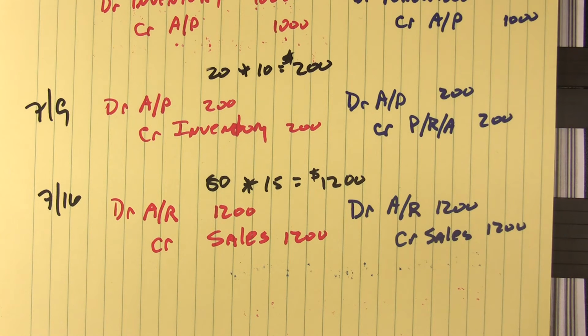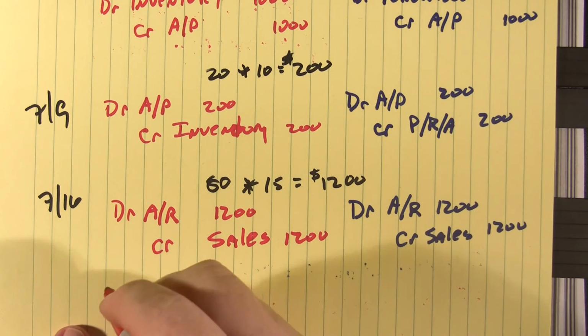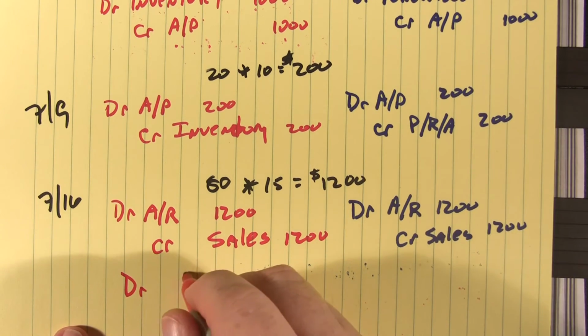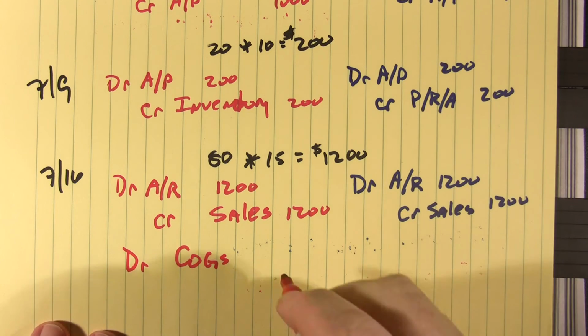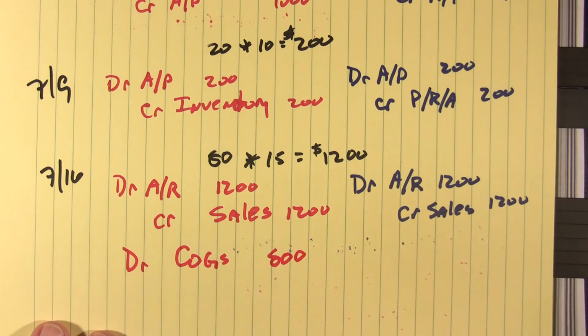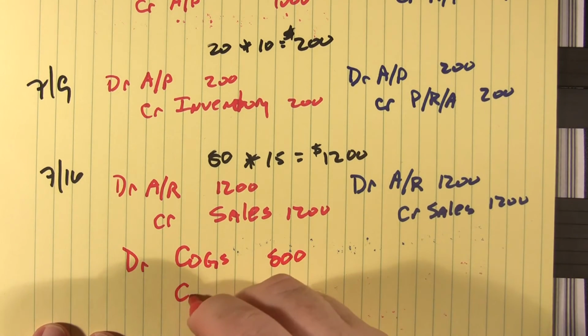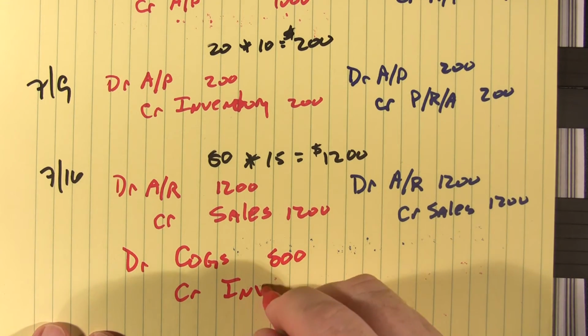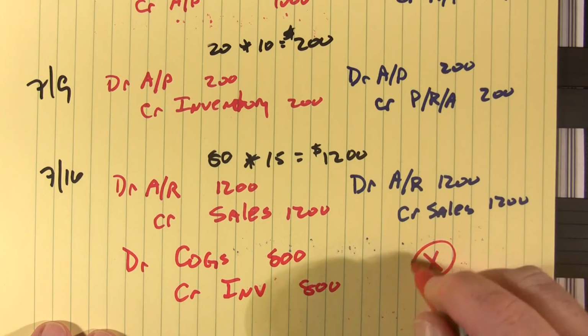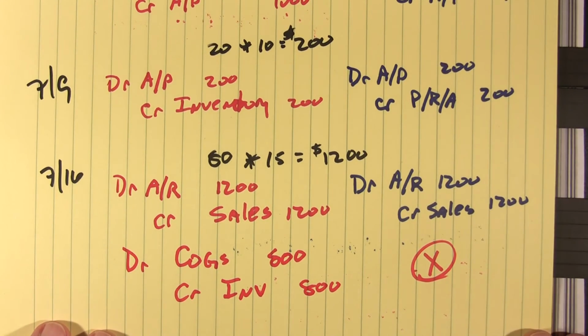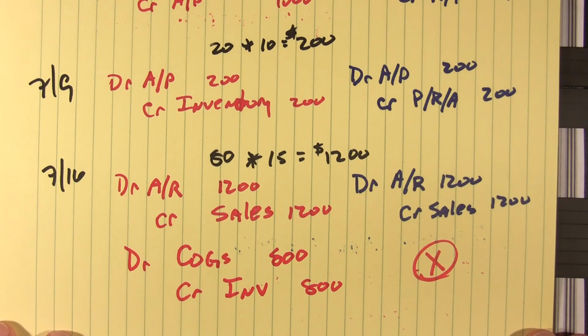And we're going to do that as such. We're going to debit cost of goods sold for $800, and we're going to credit inventory $800. No entry of that type is needed under the periodic method.